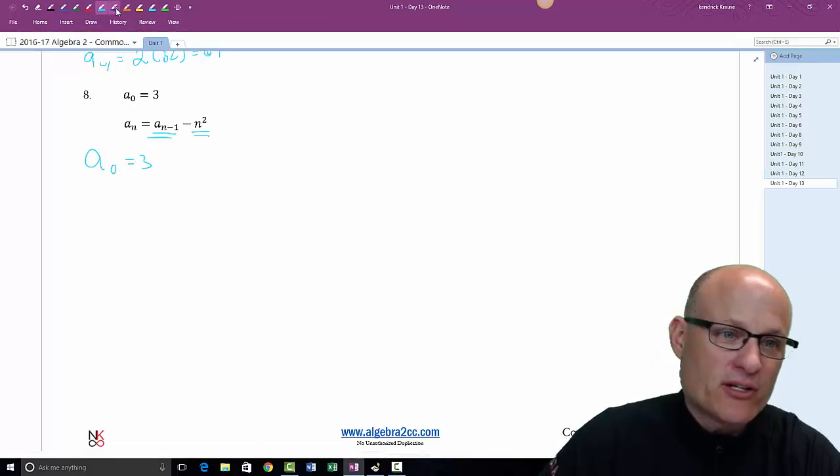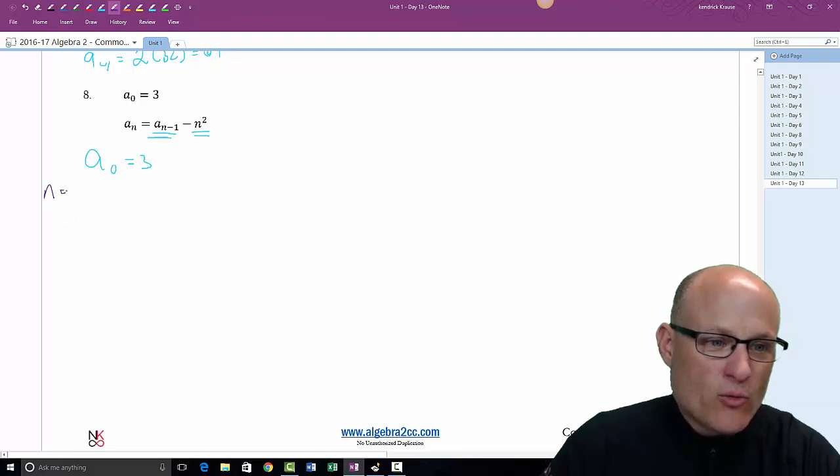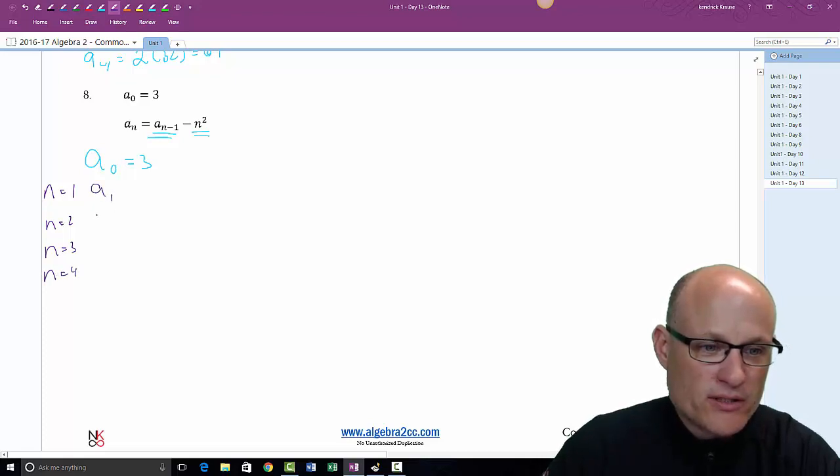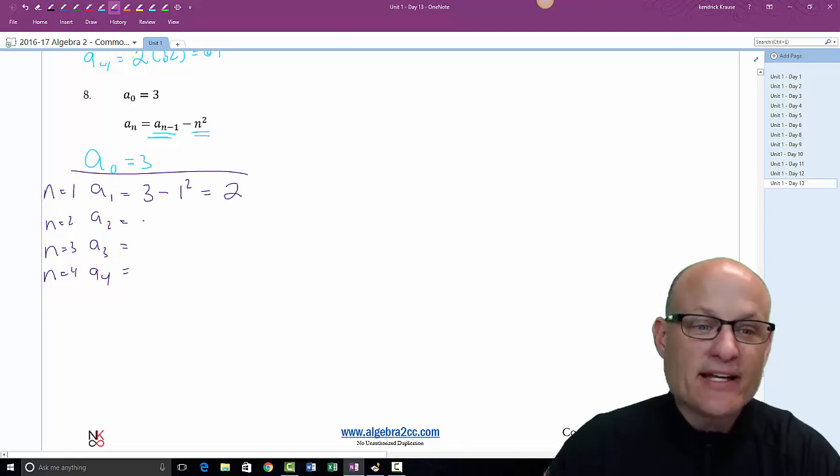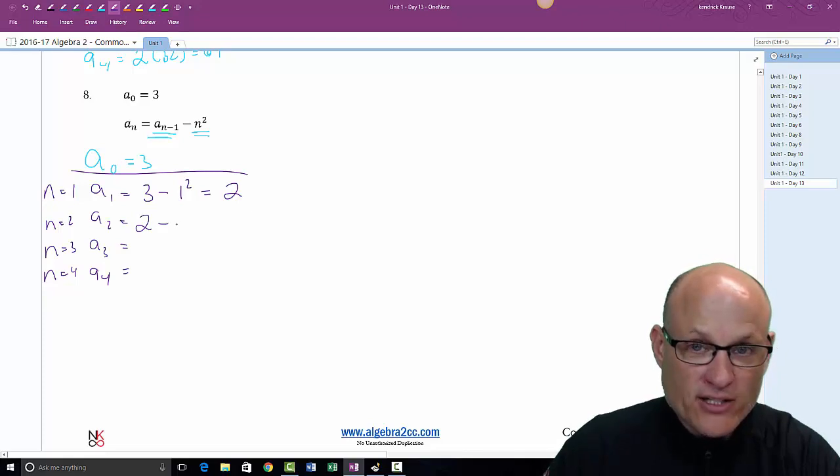So a sub 0 is equal to 3. This one's going to be a little bit trickier, kids. So now n is equal to 1, n is equal to 2, n is equal to 3, and n is equal to 4. Those are the next 4 terms. So a sub 1, a sub 2, a sub 3, and a sub 4. You'll see why I put the n's there in just a second. So it says take the previous term, 3, and subtract off n squared. Well, n is 1, so this would be 1 squared. So it would be 3 minus 1, which is 2. And then it says take the previous term and subtract off n squared.